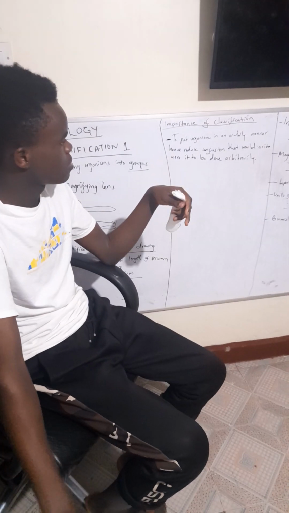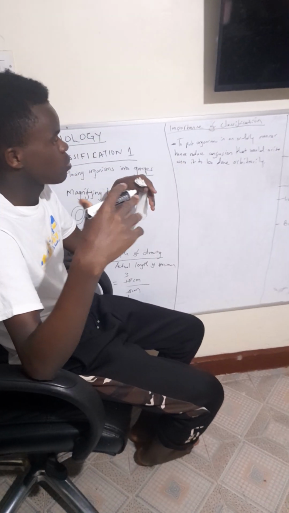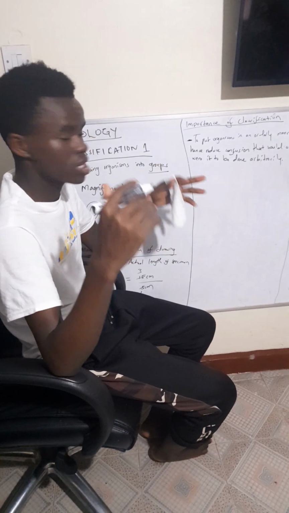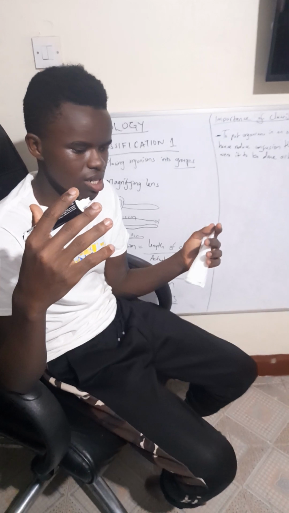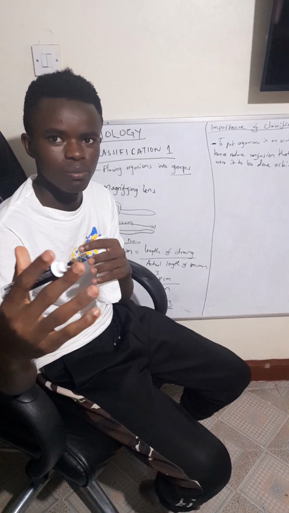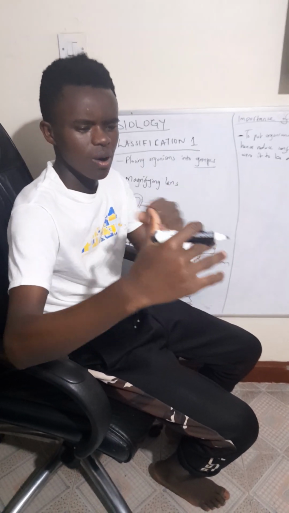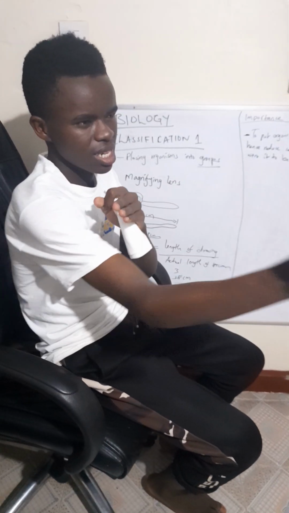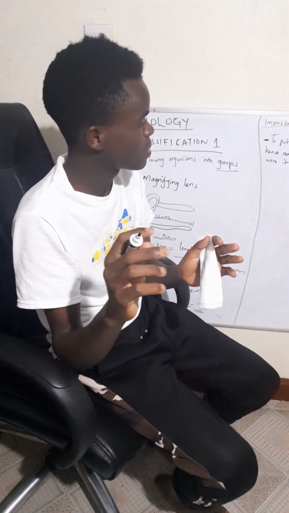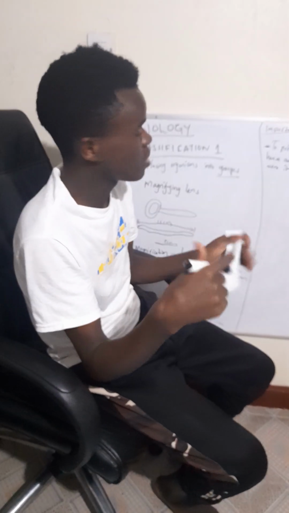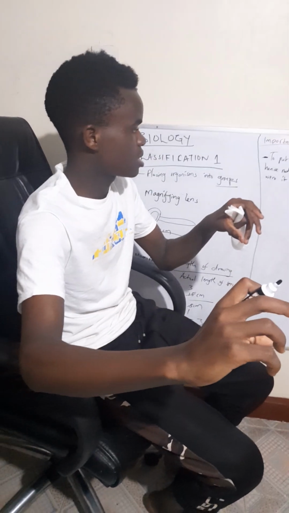Another very important importance of classification is to be able to understand the evolutionary relationship between organisms. Now remember guys, maybe in your history you also studied that man came from apes. So through classification you can trace how it has come to a point that you can see there's a relationship between the ape and the man. So classification helps us to have that understanding of the evolutionary relationship. How did it evolve up to this point that it has reached by now?